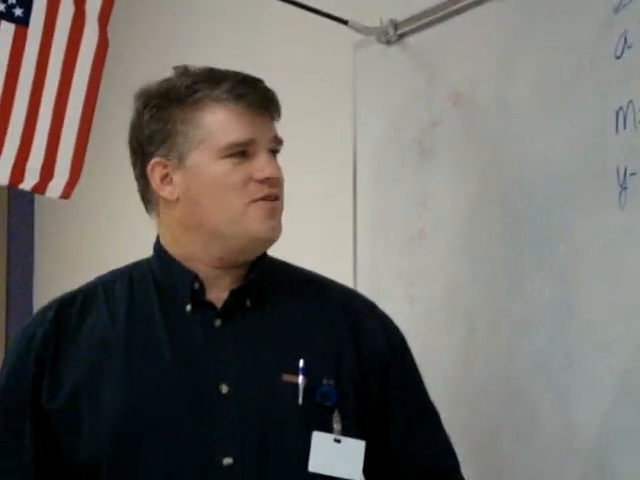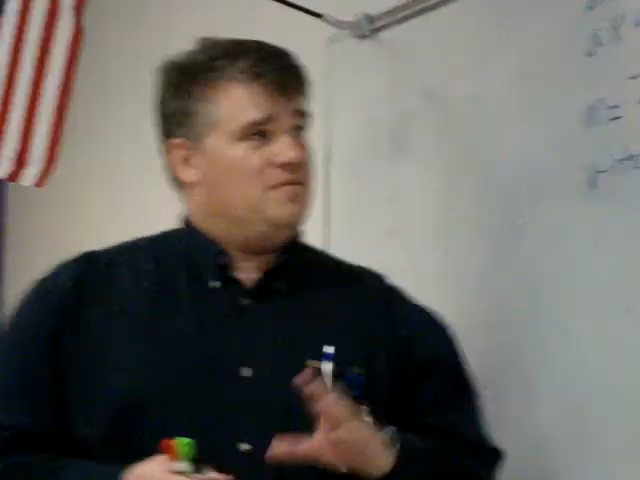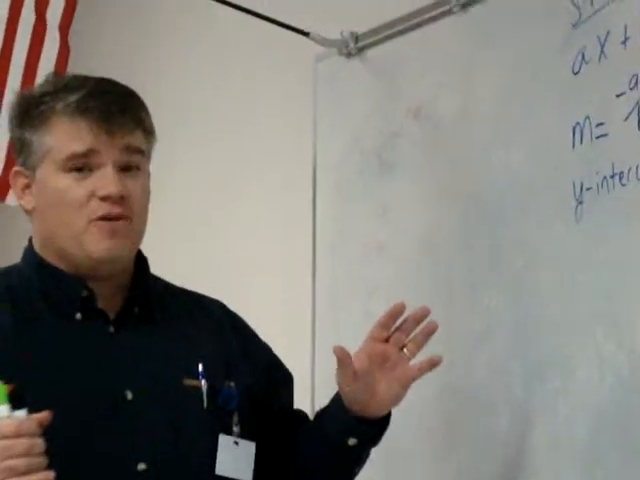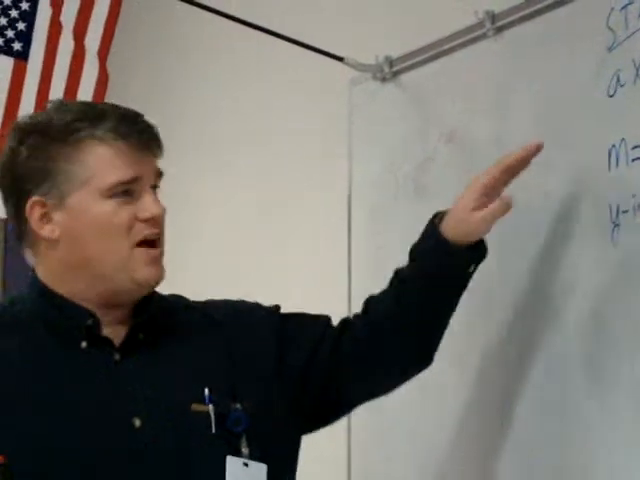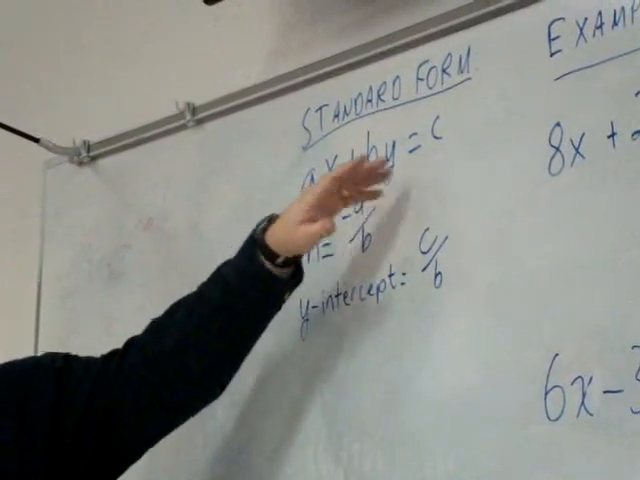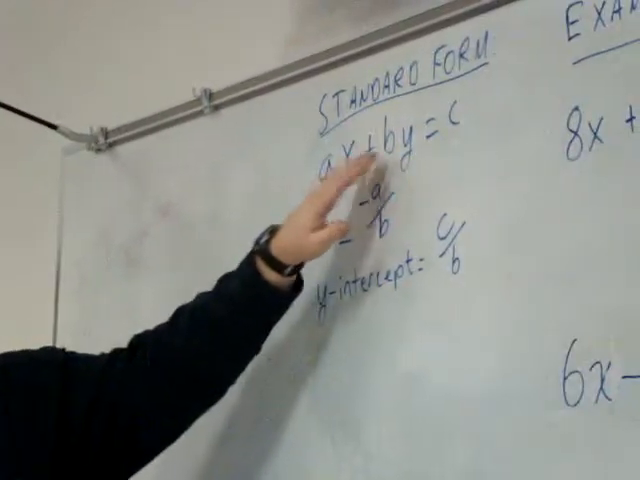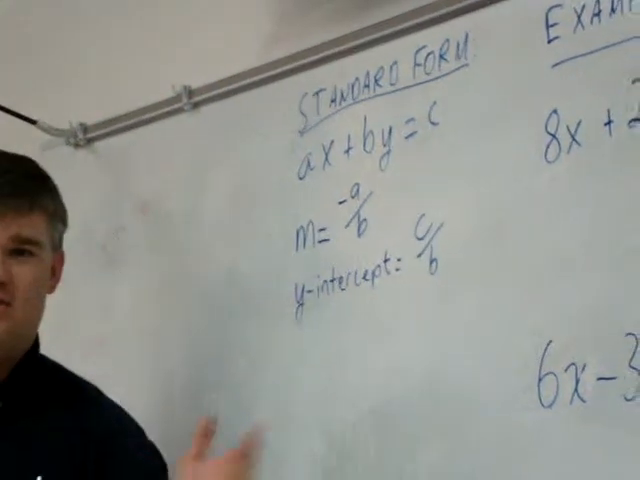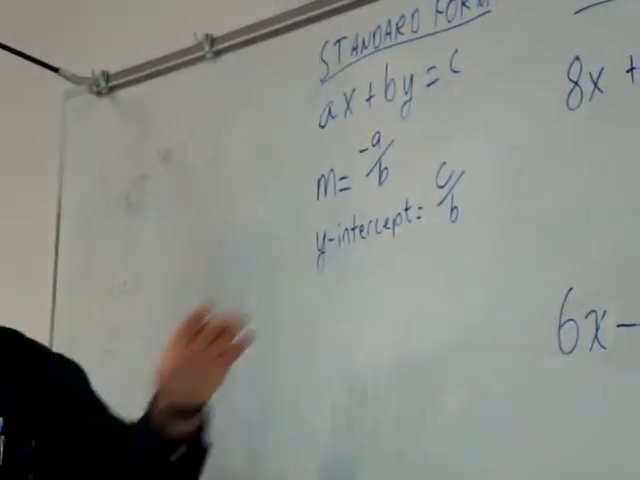Alright, so let's suppose you are asked to find the slope and the y-intercept of a linear equation that's in standard form. Keep in mind the standard form looks like this: ax plus by equals c, where a is the coefficient of x, b is the coefficient of y, and c is just some constant.